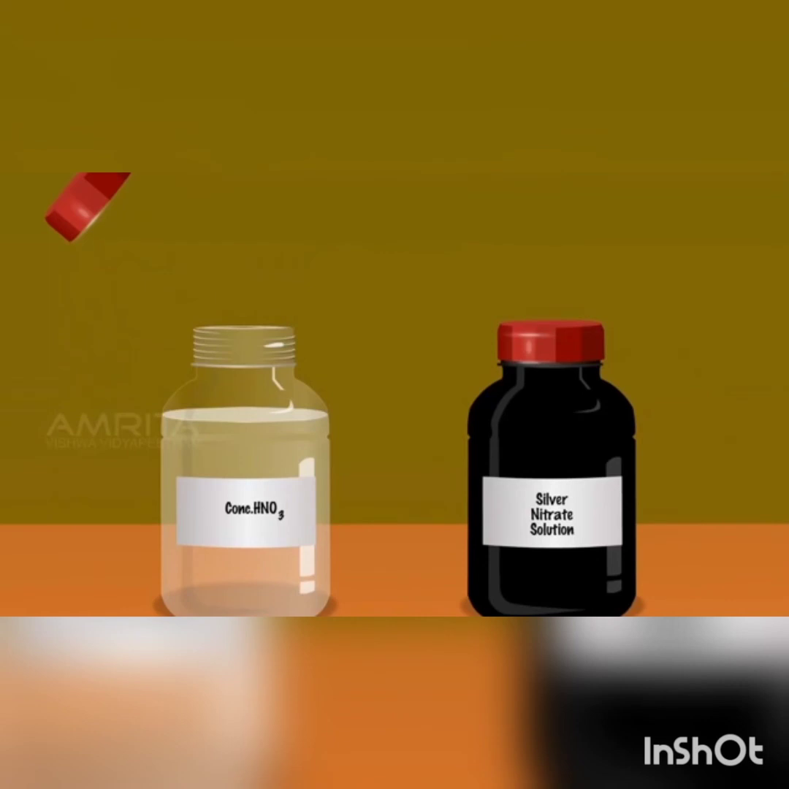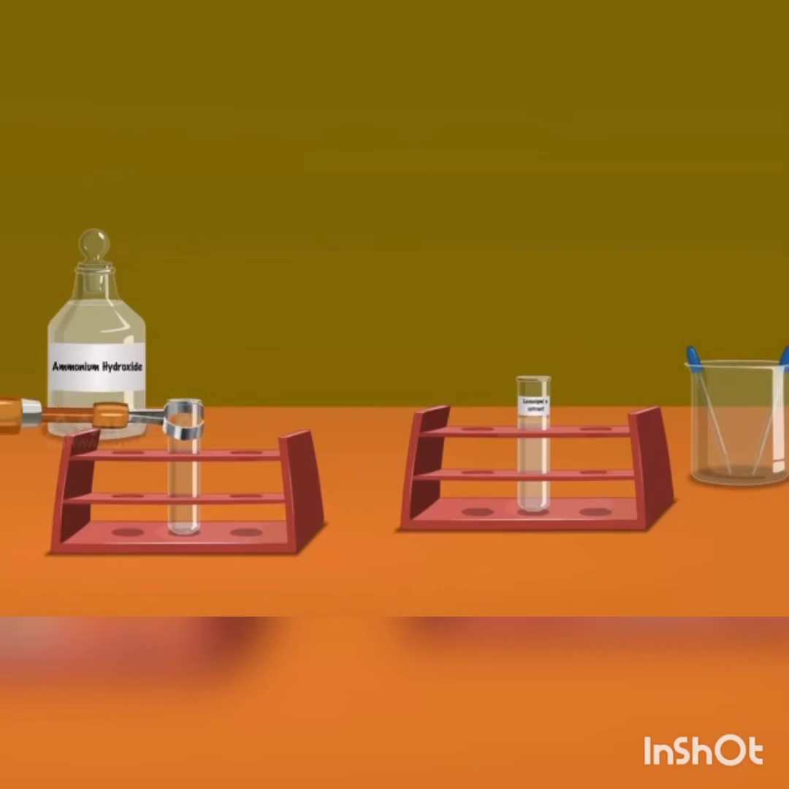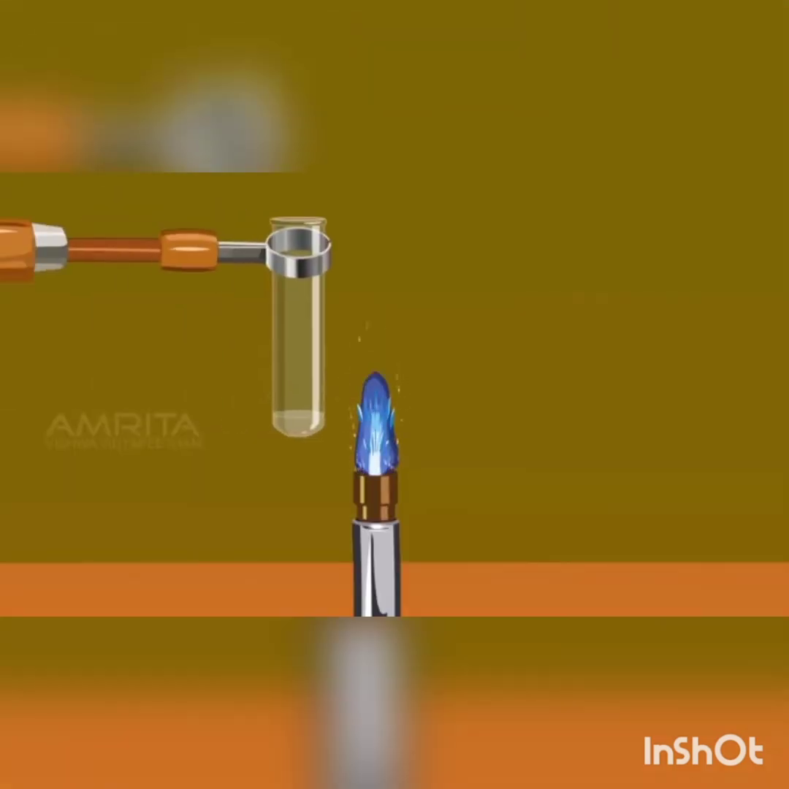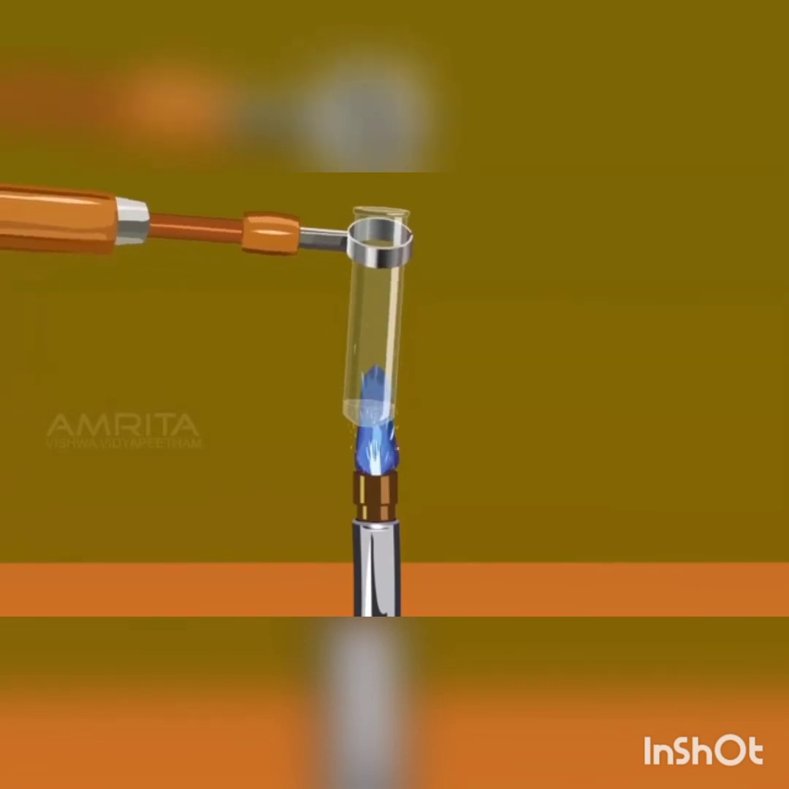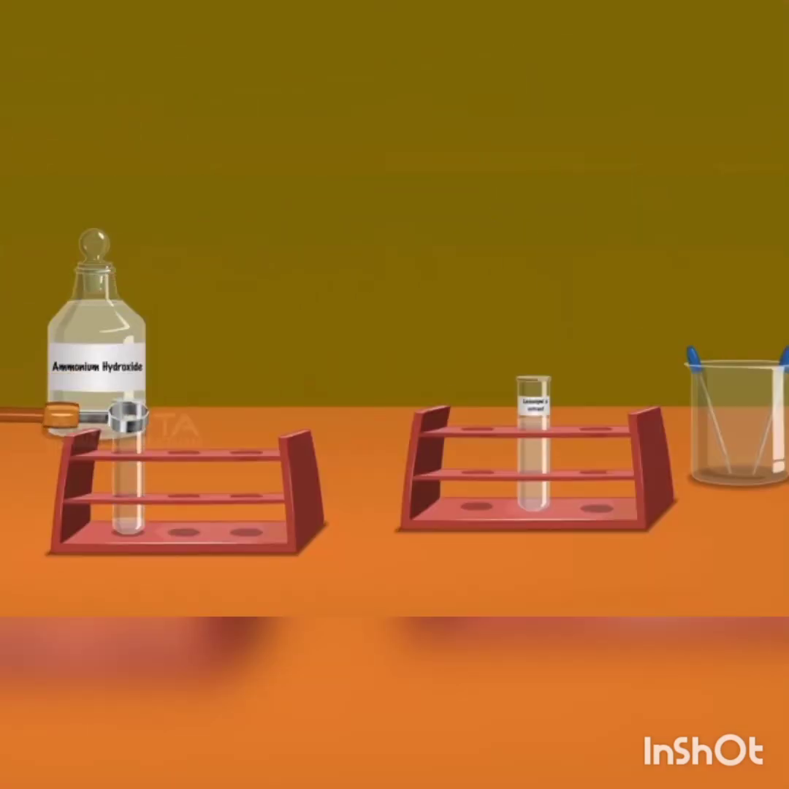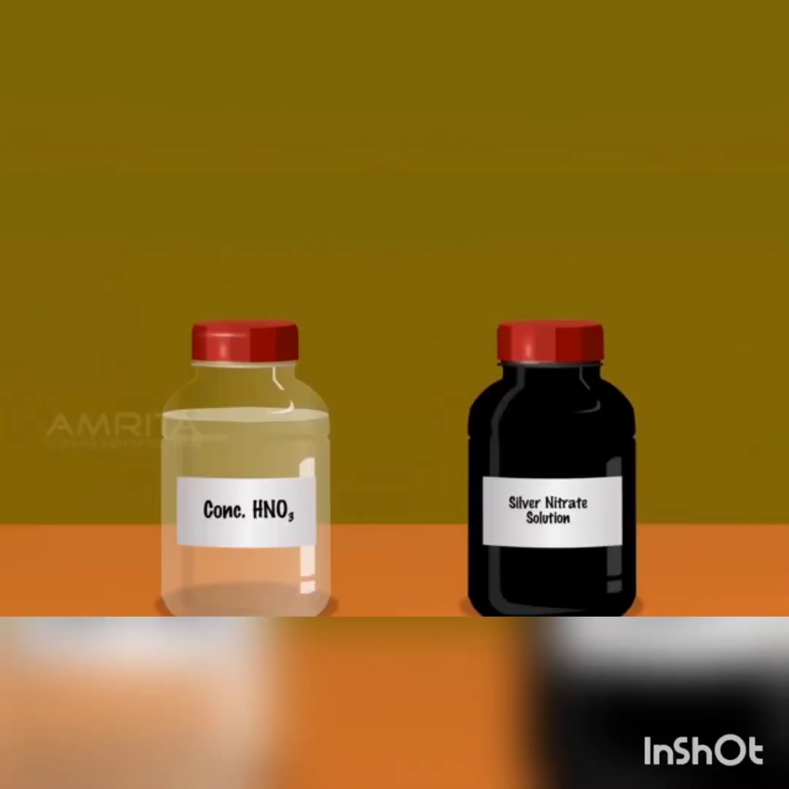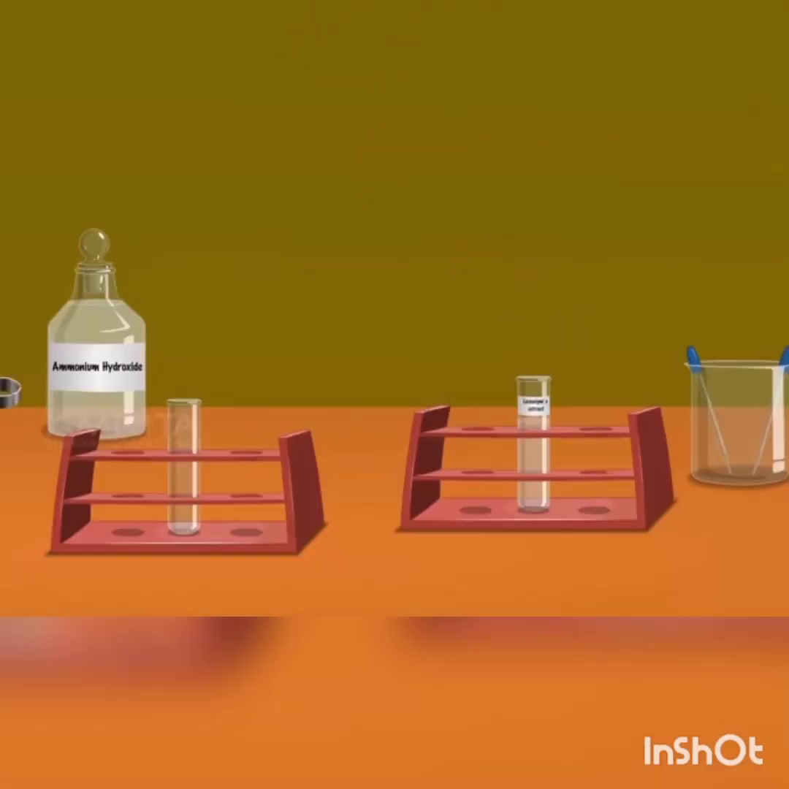Using another dropper, take a small amount of concentrated nitric acid. Hold the test tube using a test tube holder and add concentrated nitric acid into the Lassaigne's extract. Boil the content of the test tube over the Bunsen burner for some time. Cool the contents of the test tube. Take a small amount of silver nitrate solution using another dropper. Add silver nitrate into the contents of the test tube.